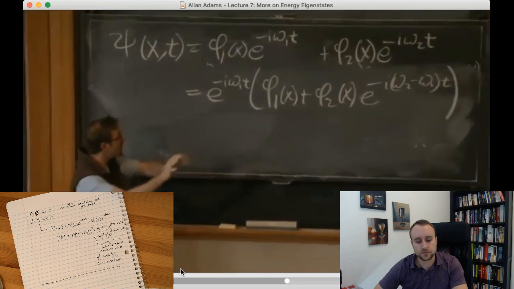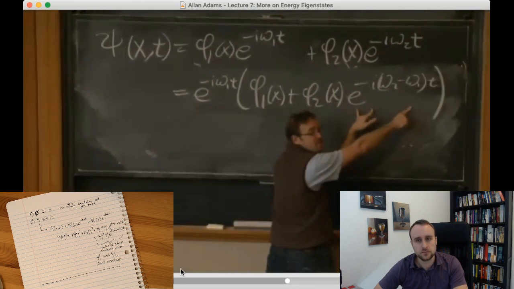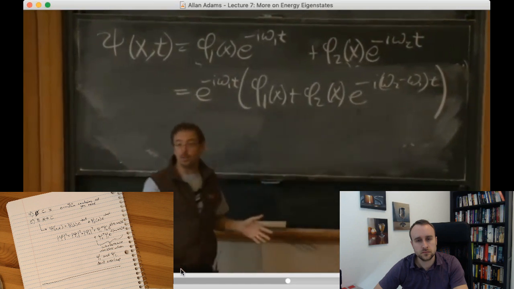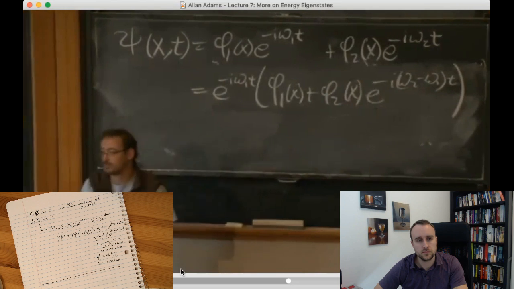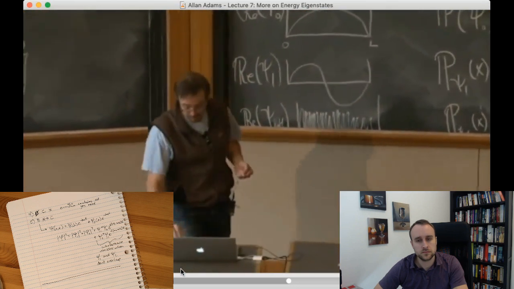But the important thing is, your question is a very important point. The overall phase doesn't matter, but relative phases in a superposition do matter. So when does a phase matter in a wave function? It doesn't matter if it's an overall phase, but it does matter if it's the relative phase between terms in a superposition. Cool? Very good question. Other questions? If not, then I have some.